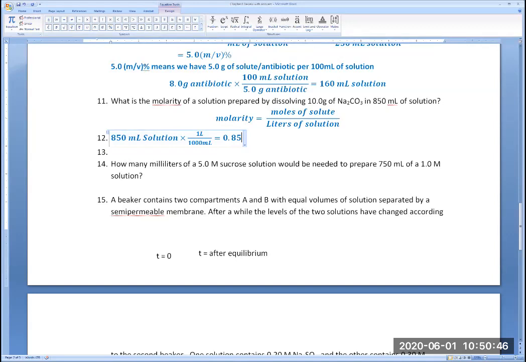And is the 0 significant here? Can you tell me yes or no? Is the 0 significant in 850 milliliters of solution? No, it's not significant. There was no decimal point, so it's not significant, so I don't show it. So I keep it to two sig figs. And sorry, it's liters. Liters of solution. So that's my liters of solution, so that's ready.